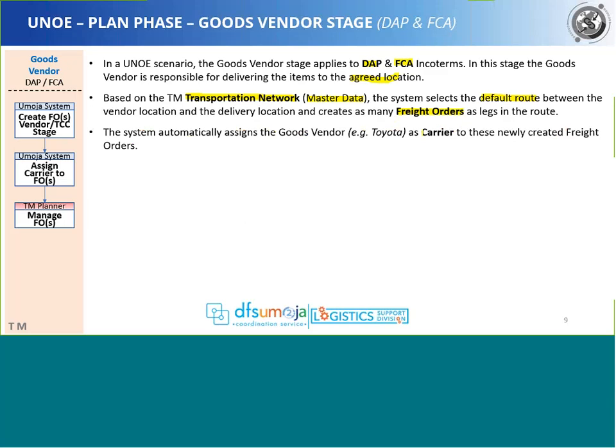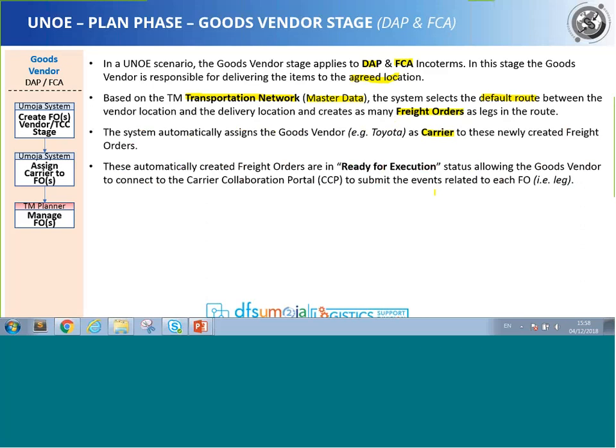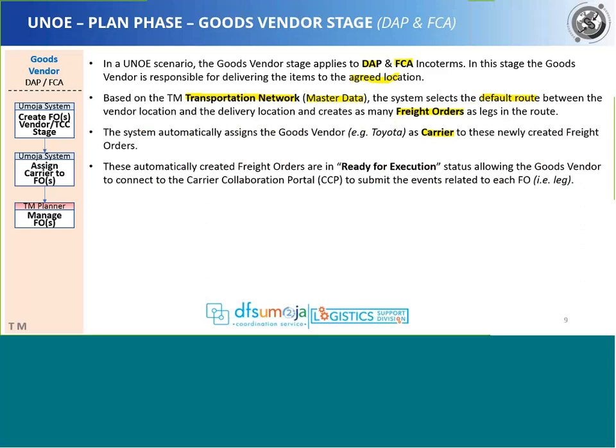The goods vendor will be automatically assigned as carrier into these newly created freight orders, and these automatically created freight orders will be in ready for execution status. That means that at that moment, Toyota or any other goods vendor will be able to connect to the carrier collaboration portal and submit events or attachments by themselves in the carrier collaboration portal. Okay.